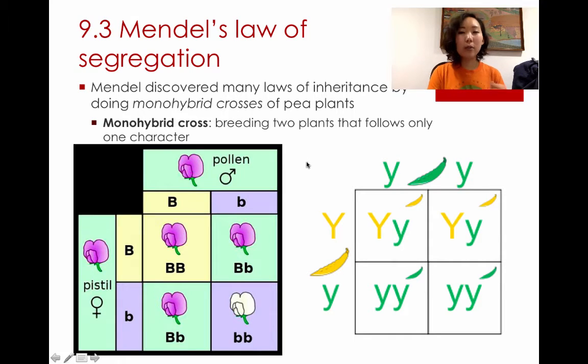We'll talk a little more about monohybrid crosses, but this is just an introduction to what they look like. He took two plants, bred them together, and looked at the offspring, and that's how he discovered all of these different things.